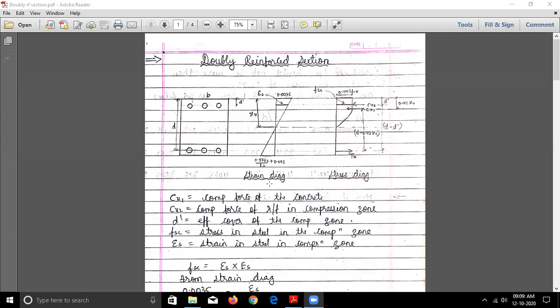Okay, so this is a doubly reinforced section. Basically, in a doubly reinforced section, we already know that the steel is provided in the tension zone and also in the compression zone. And under what circumstances do we provide a doubly reinforced section? If anyone remembers, can anyone tell me under what circumstances do we go for a doubly reinforced section?